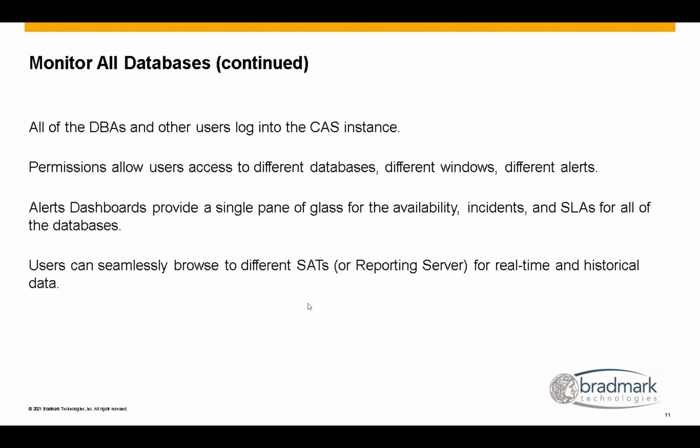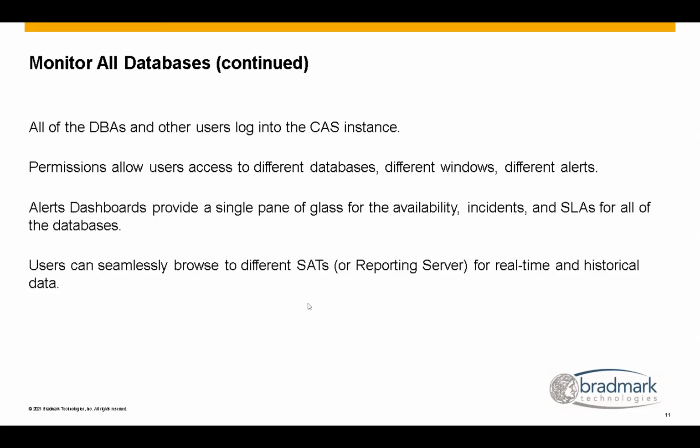So with monitoring all the databases and surveillance, we provide something we call our central alerter server, or a central CAS instance, where all the DBAs can log in. They can easily browse all the databases. We have different permissions that you can set so that different people have access to different databases, different windows, different alerts. As I mentioned, we have the alerts dashboard to show a nice red, green, yellow view of what's going on with the databases. And we can also do uptime or SLA reporting against those databases.